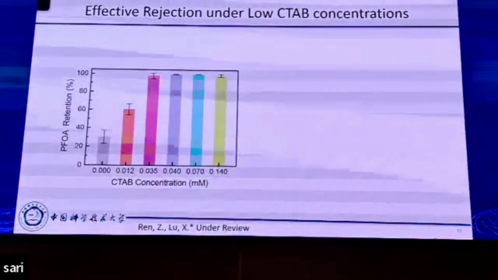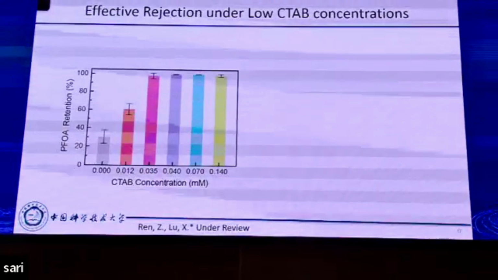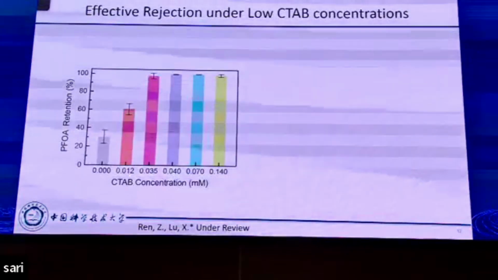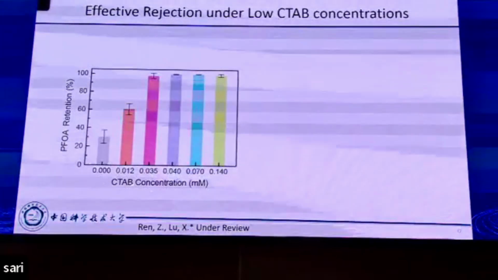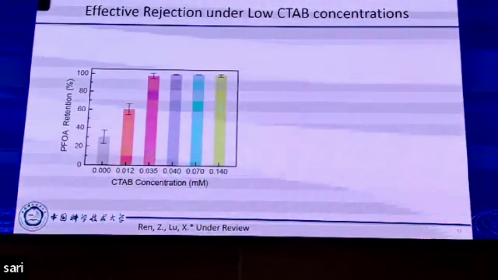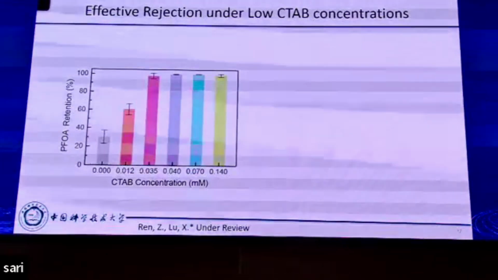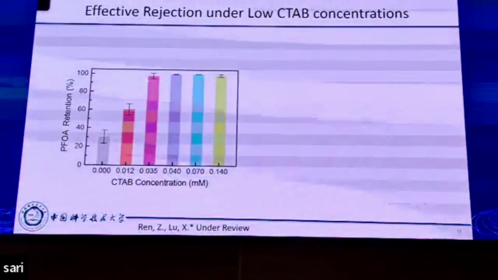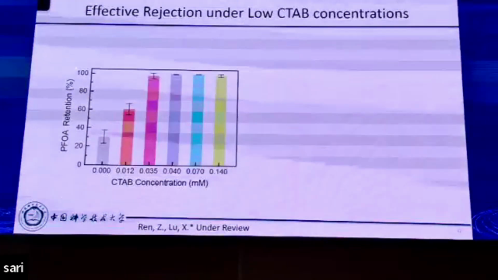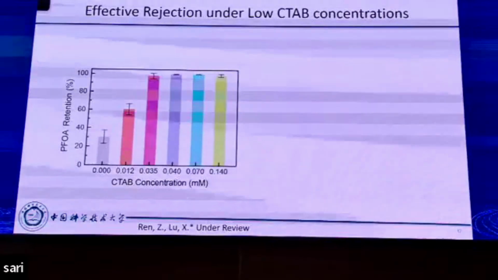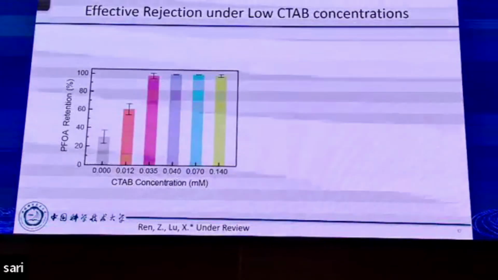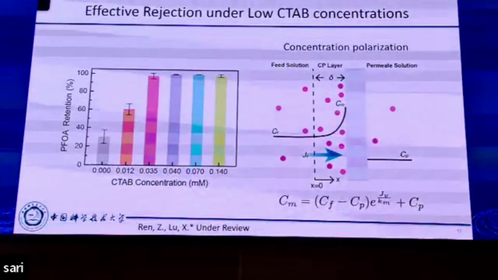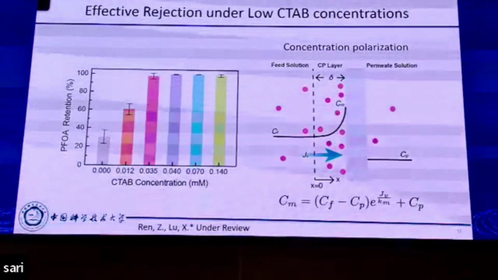Maybe some of you will ask whether there is a way that we can decrease the CTAB use. So we also evaluated the effect of CTAB concentration. Basically, we decreased the CTAB concentration. In this case, we can still achieve pretty near complete rejection of the PFOA molecules. We attribute this to the concentration polarization effect. I guess most of the membrane experts are very familiar with this process.